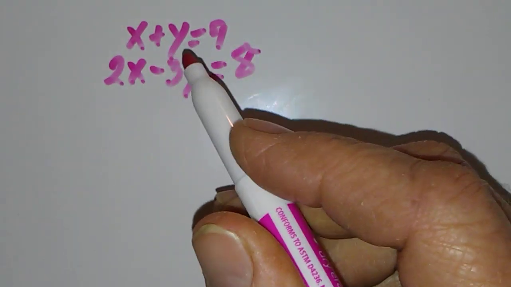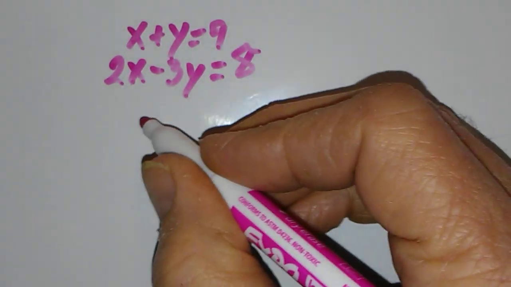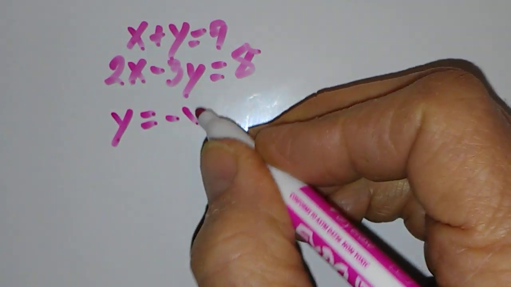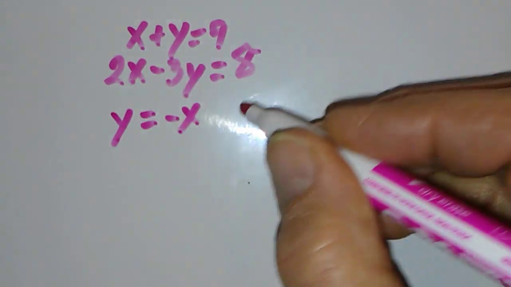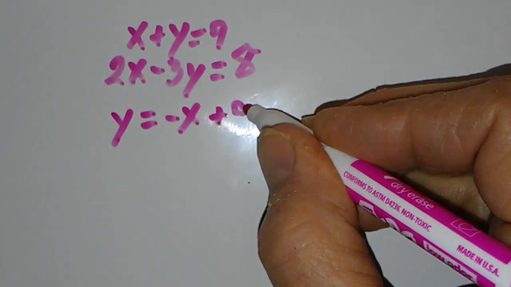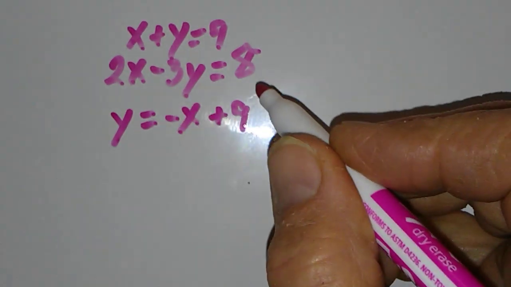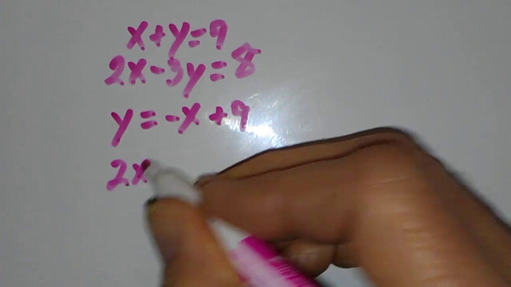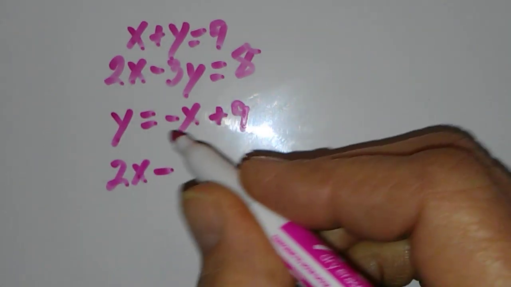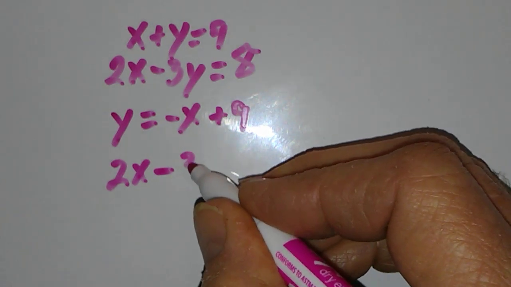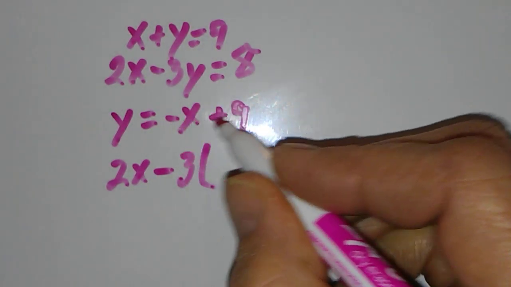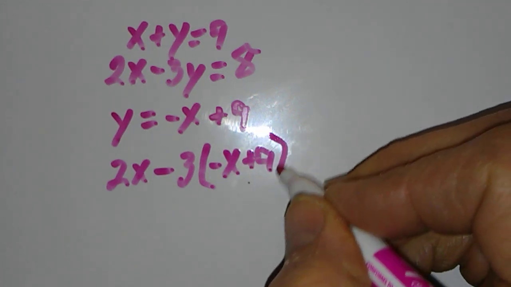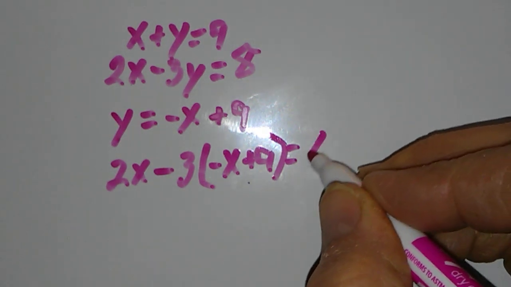So the first one's pretty easy to manipulate. We got a y already here. So I'm going to change that first one to y equals negative x plus 9, because we subtract x from both sides. So now I know this is y. I can substitute this for the y in the second equation. So then you go to the second equation, 2x minus, we want to get rid of the y, so we're going to put this here, minus 3 times, parentheses, negative x plus 9, equals 8.